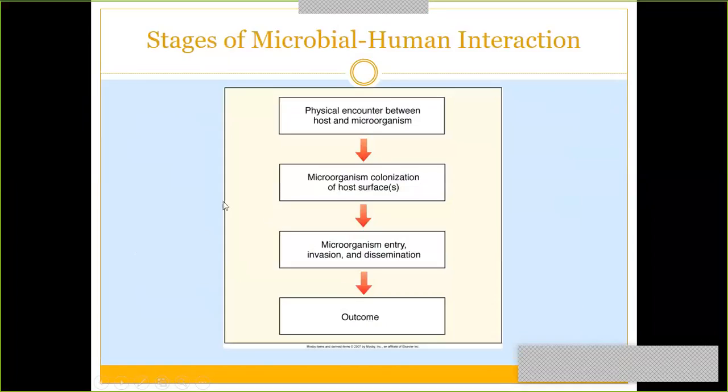So here are the basic four stages of microbial to human interaction. You have your physical encounter that occurs between the host and microbe. The microbe colonizes and then gets inside, whether it's through a wound or food or whatever it might be. But there's entry, invasion, and dissemination. And then the outcome would be the disease or the infection that it can cause.